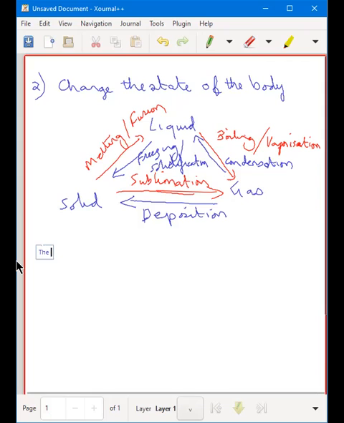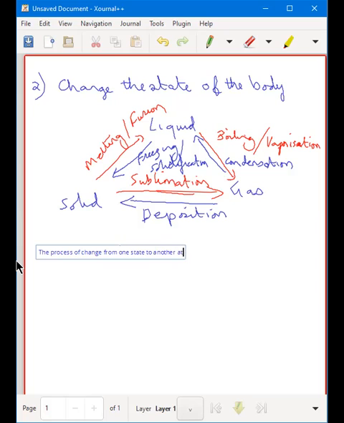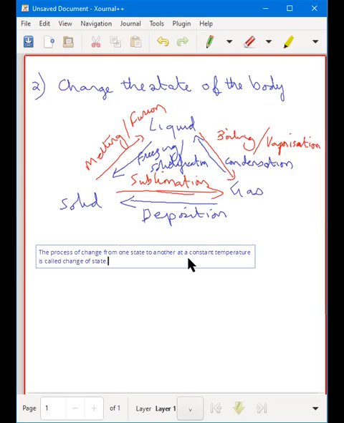The process of change from one state to another at a constant temperature is called change of state. Very important part is constant temperature. Please remember that in change of state, there is no change in temperature.